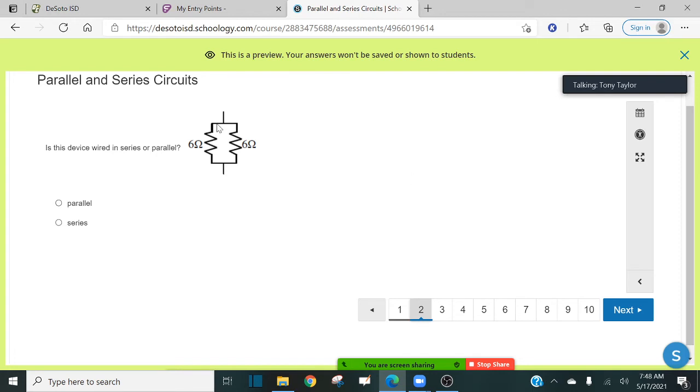Let's move on to this one right here. Is this device wired in series or parallel? Here we actually have two resistors. Notice, do we have devices that are branching off, or is there only one path? As we can see, this is a junction here, so we have branching off points. So this is a parallel circuit.